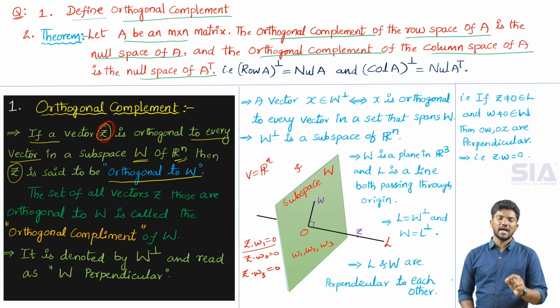So according to the orthogonal vector definition, we can write that the product of those vectors in the subspace and one non-zero vector Z has the value equal to 0.